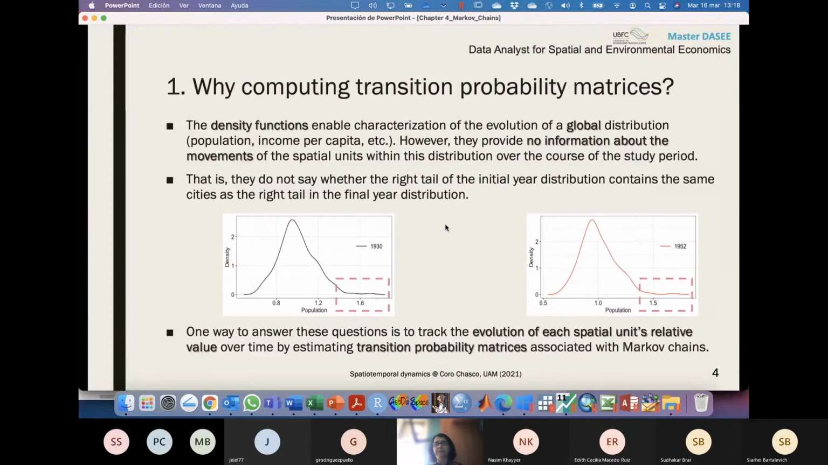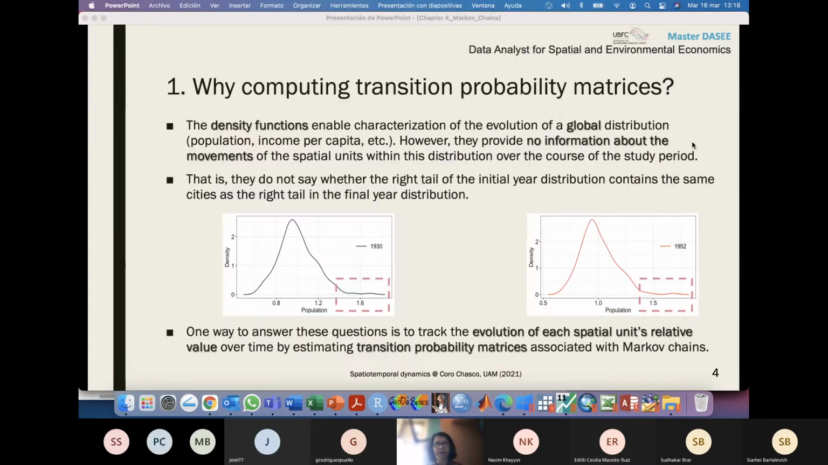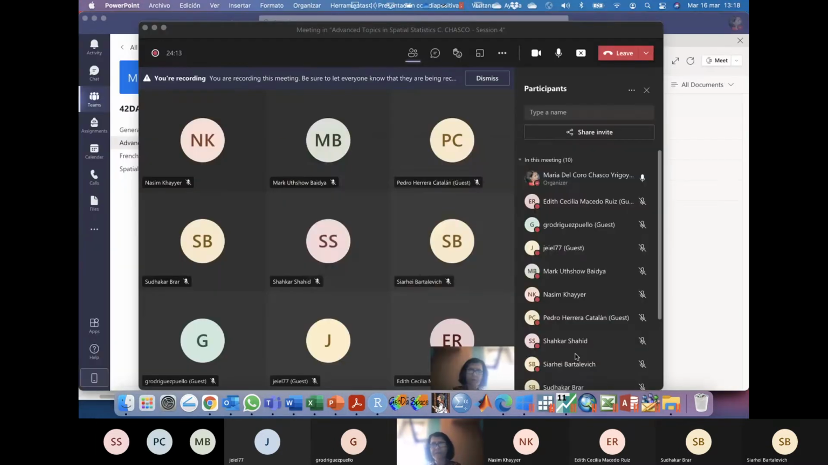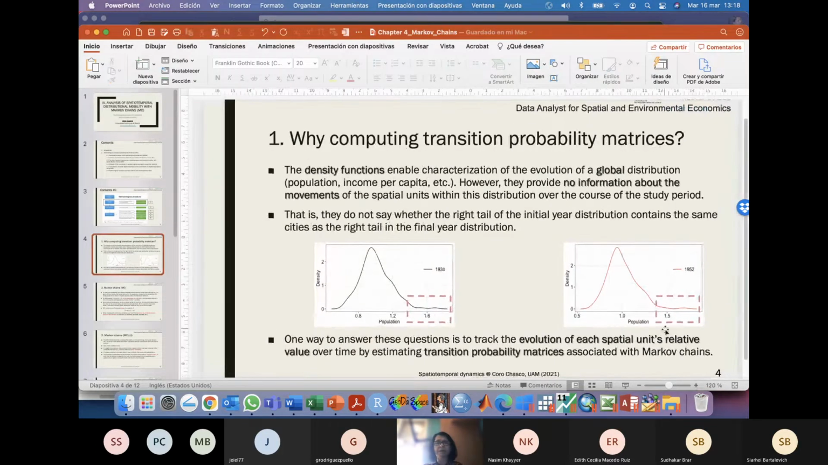And well, the first question is, why computing transition probability matrices? So if we are adding something new, something different. Oh, sorry, I don't know why I cannot avoid this. So, sorry. This is what I want to answer here. Why computing transition probability matrices?